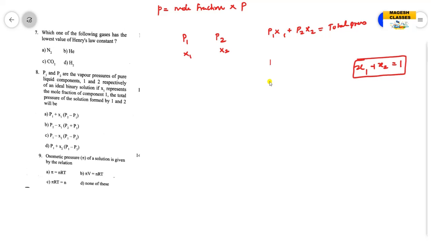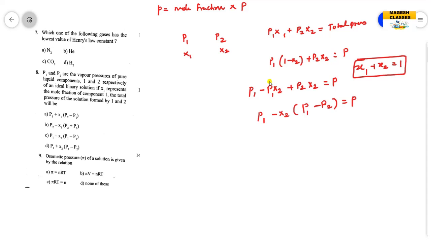So we can write that the total pressure P is equal to P1 into (1 minus X2) plus P2 into X2, so that X1 is eliminated. Or it is P1 minus P1 X2 plus P2 X2 is equal to P. X2 is common, so it is P1 minus X2 into (P1 minus P2). This is equal to P. So this expression is present in option C.